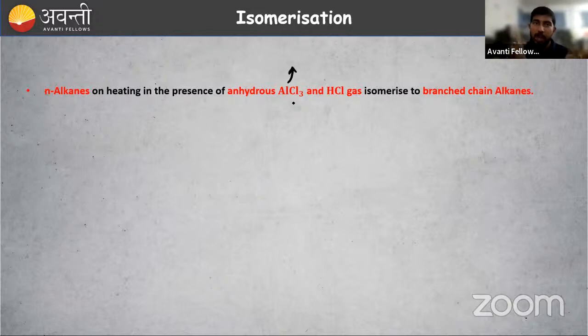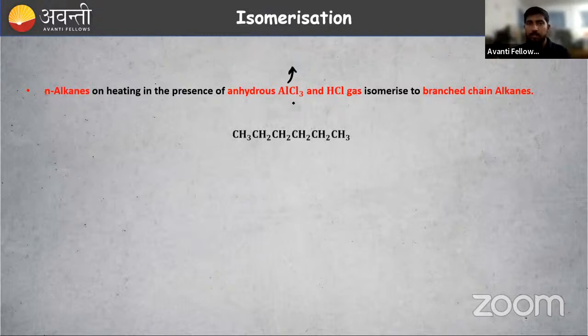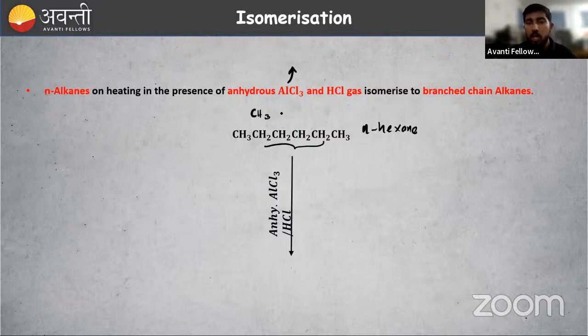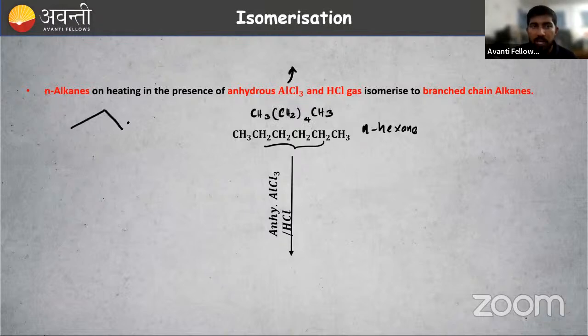So these are isomers. The number of carbon atoms is the same. The number of hydrogen atoms is also the same. But what is the difference? The arrangement is different. Maybe some branches will be present. So we have a normal alkane, normal hexane, 1, 2, 3, 4, 5, 6. Or I can write it shortly: CH3, then CH2 repeating 4 times, so CH3(CH2)4CH3. Or I can draw it like this, 1, 2, 3, 4, 5, 6. That is also our hexane.